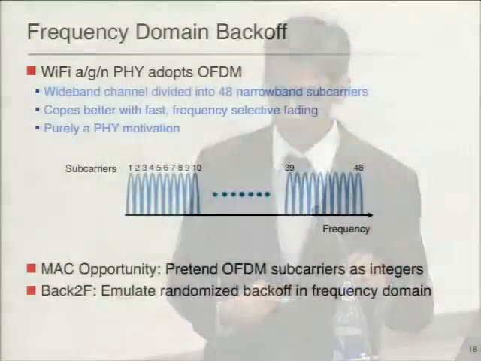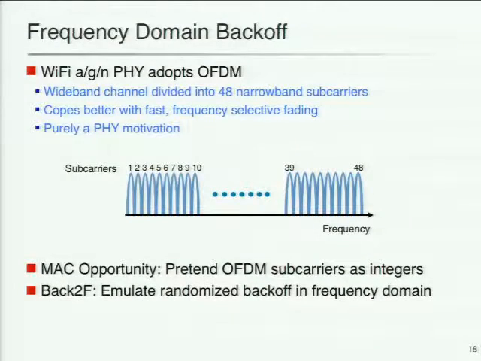So we find a scope in current Wi-Fi physical layer which adopts OFDM. Now OFDM is a physical layer design in which the wideband channel is divided into 48 narrowband data subchannels called subcarriers. And this is done purely from a physical layer motivation because it copes better with fast frequency selective fading. We find a MAC opportunity here. We can pretend these OFDM subcarriers as integers, and I'll propose a system called Back2F, Backoff to frequency, which will try to emulate randomized Backoff in the frequency domain.